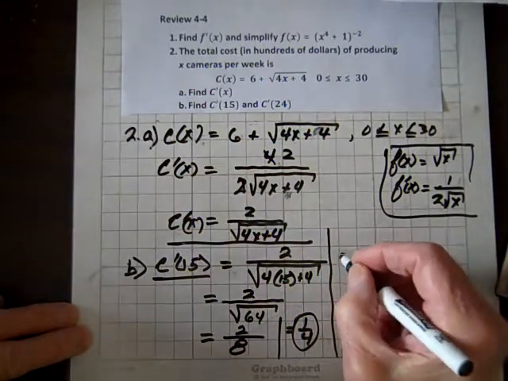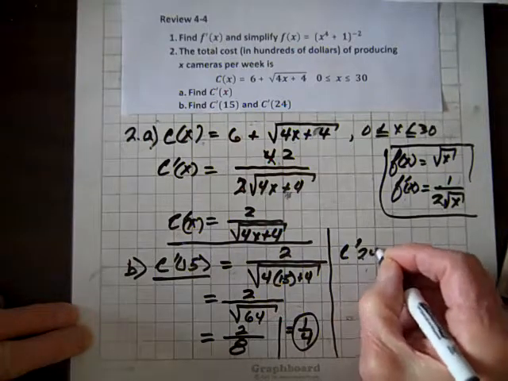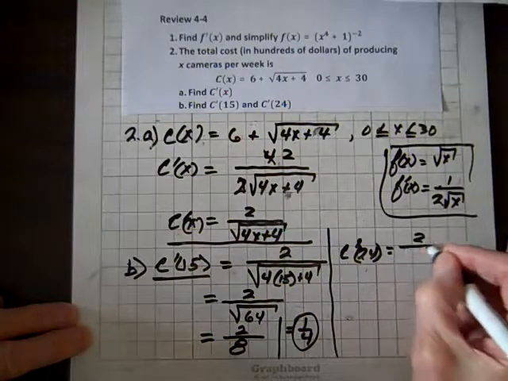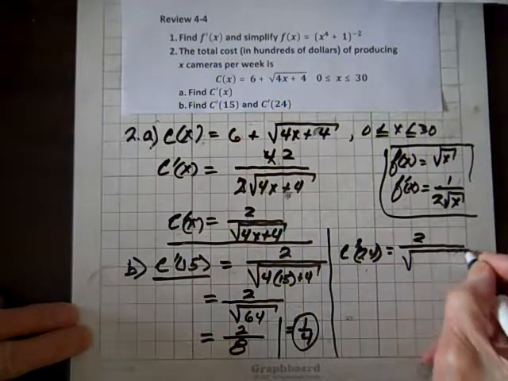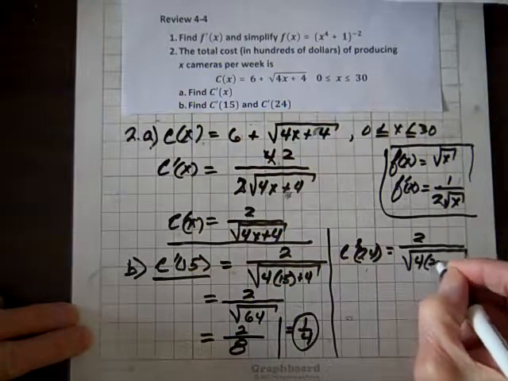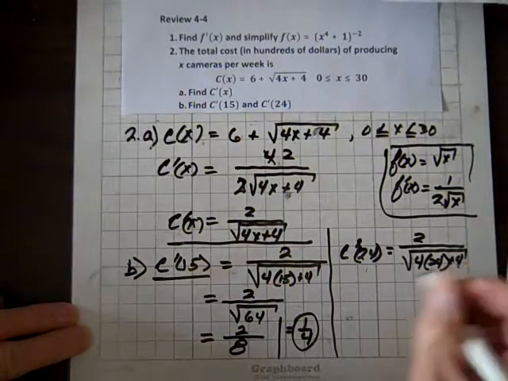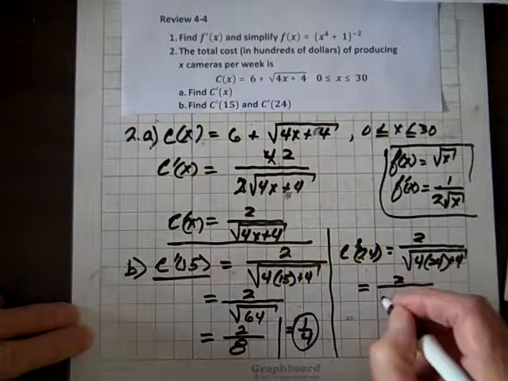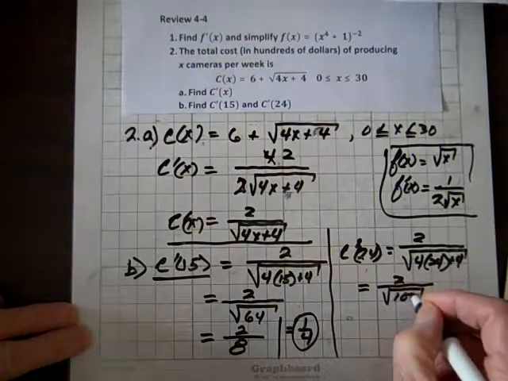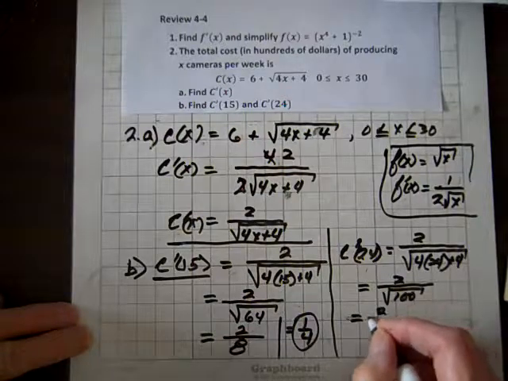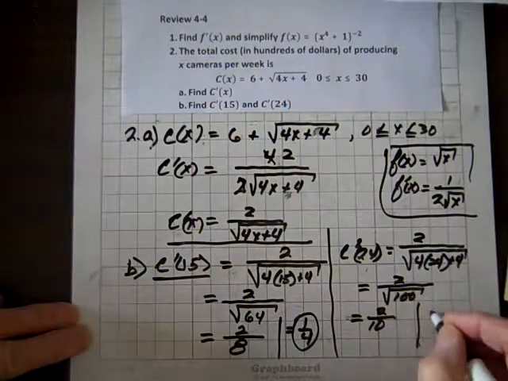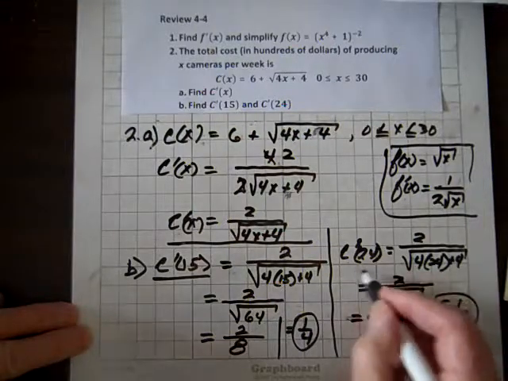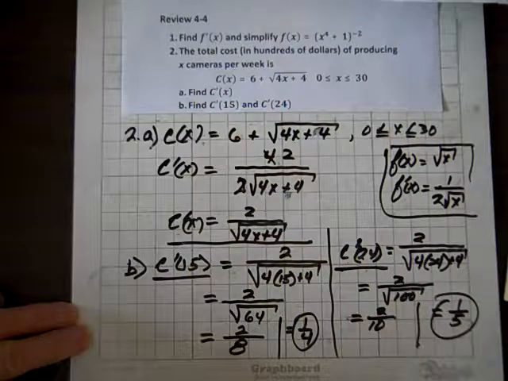Now they want us to do it again and find c prime of 24. So this equals 2 over the square root of 4 times 24 plus 4, which equals 2 over, and when you compute this, the square root of 100, which equals 2 over 10, which equals 1 over 5. That reduces to 1 over 5, and that is c prime of 24, and we're done.